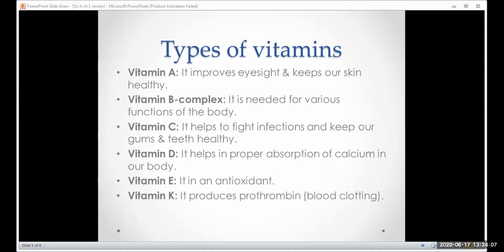Minerals. There are many different minerals such as calcium and iron, which are needed by your body. Iron helps in the formation of blood. You need calcium for strong bones and teeth. Underline these lines, students. Okay, wait, Rohan.